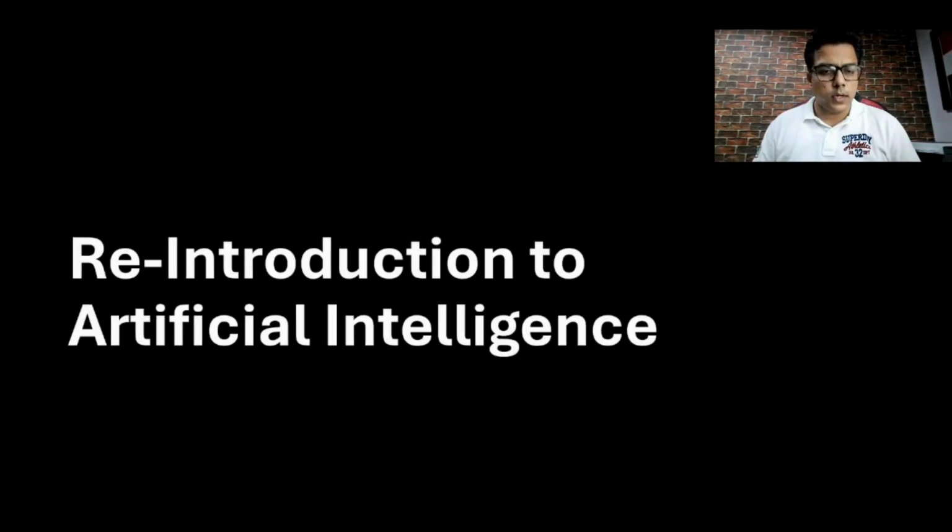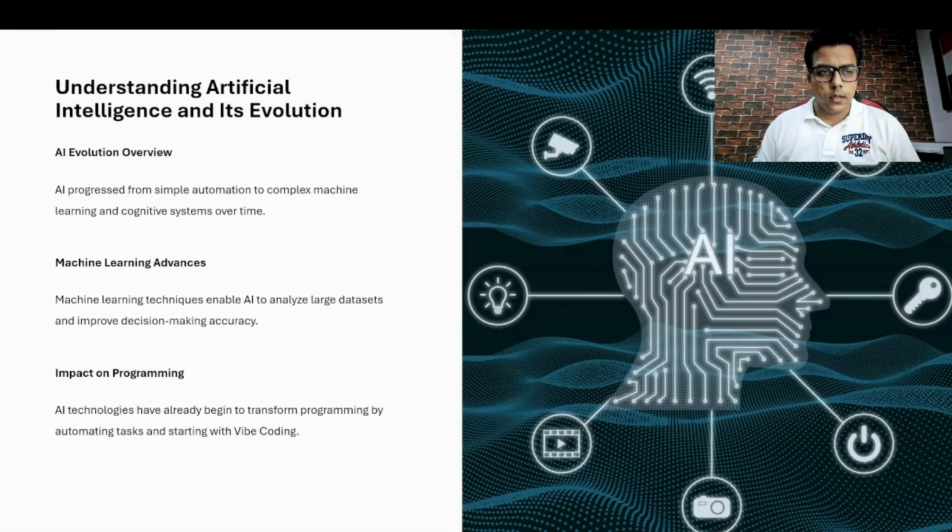The introduction to artificial intelligence. So far, you already know a lot of things about AI. With the introduction of ChatGPT, the world has already changed. There are a lot of things happening around AI. Big companies are chasing AI like nothing. But what actually is AI? And how has it evolved?